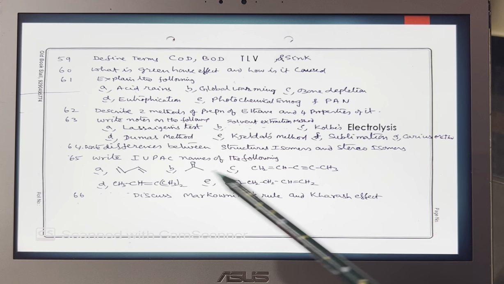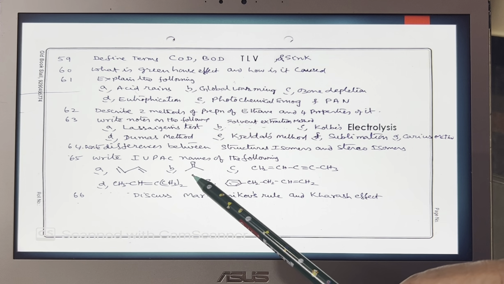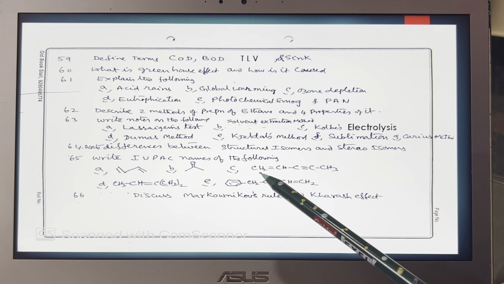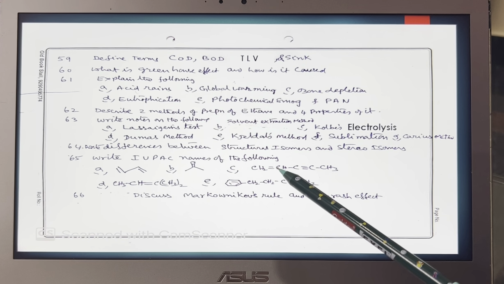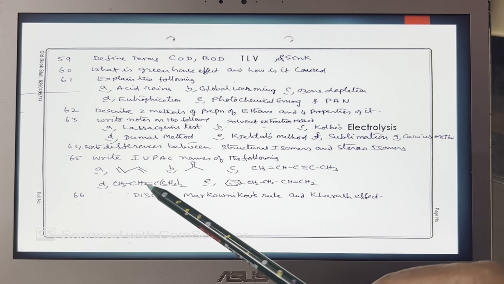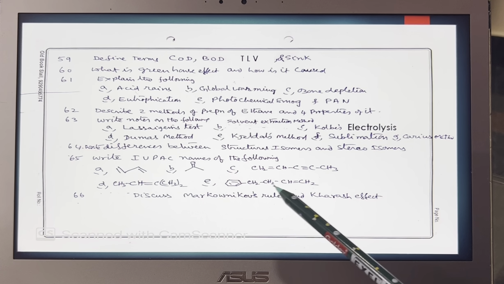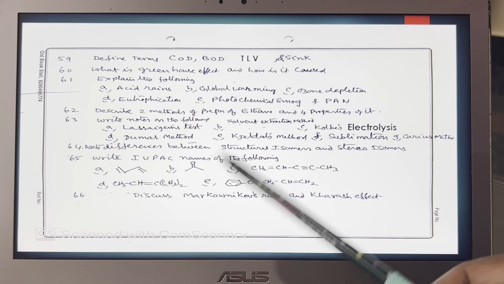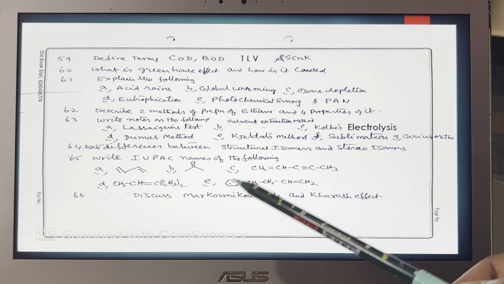Write IUPAC names of the following: 1,3-butadiene, 2-propanone, pent-2-ene-3-yne, 2-methyl-2-butene, 4-phenylbut-1-ene. You have to see these and write the IUPAC names of these following.